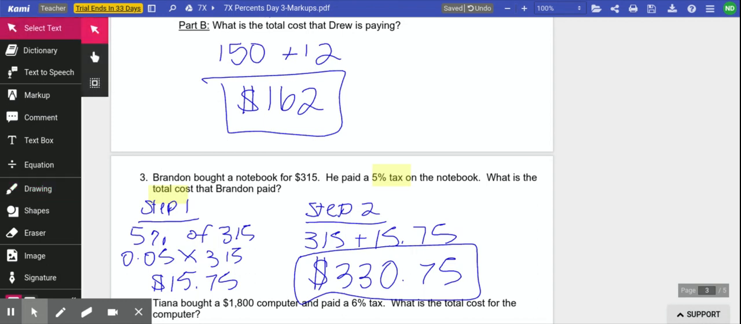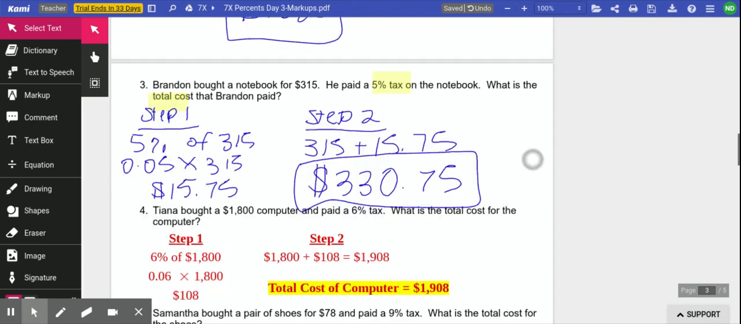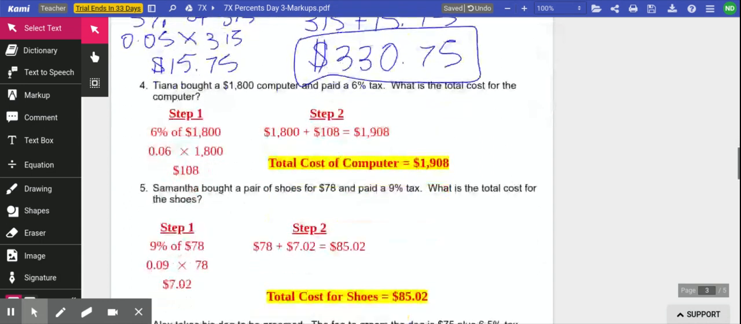All right, I want you guys to pause the video and try numbers 4 and 5 on your own, and then, of course, press play to check your answers. Okay, number 4, if you completed both steps, you should have found out that the total cost of the computer was $1,908. And for number 5, the total cost for the shoes with sales tax should have been $85.02.